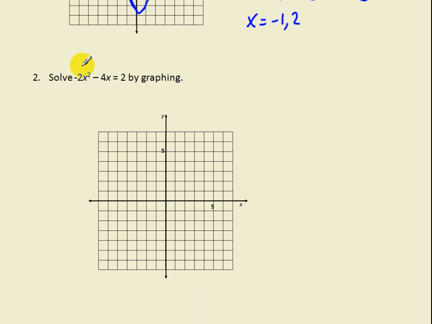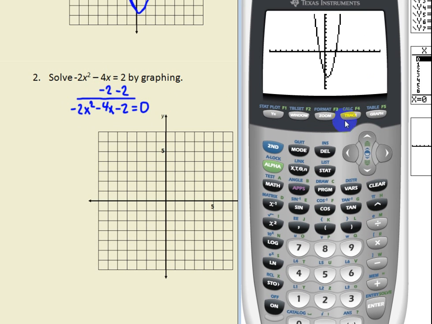Okay, number 2. Solve -2x squared minus 4x equals 2 by graphing. First of all, we want this set equal to 0, not equal to 2. And so I'm going to subtract 2 from each side. And notice that means we're going to end up with a -2 on the left side instead of a positive. So -2x squared minus 4x minus 2 equals 0. Again, we could simplify this by factoring out a 2, or even better yet, a -2. But if we're going to graph it, no worries.